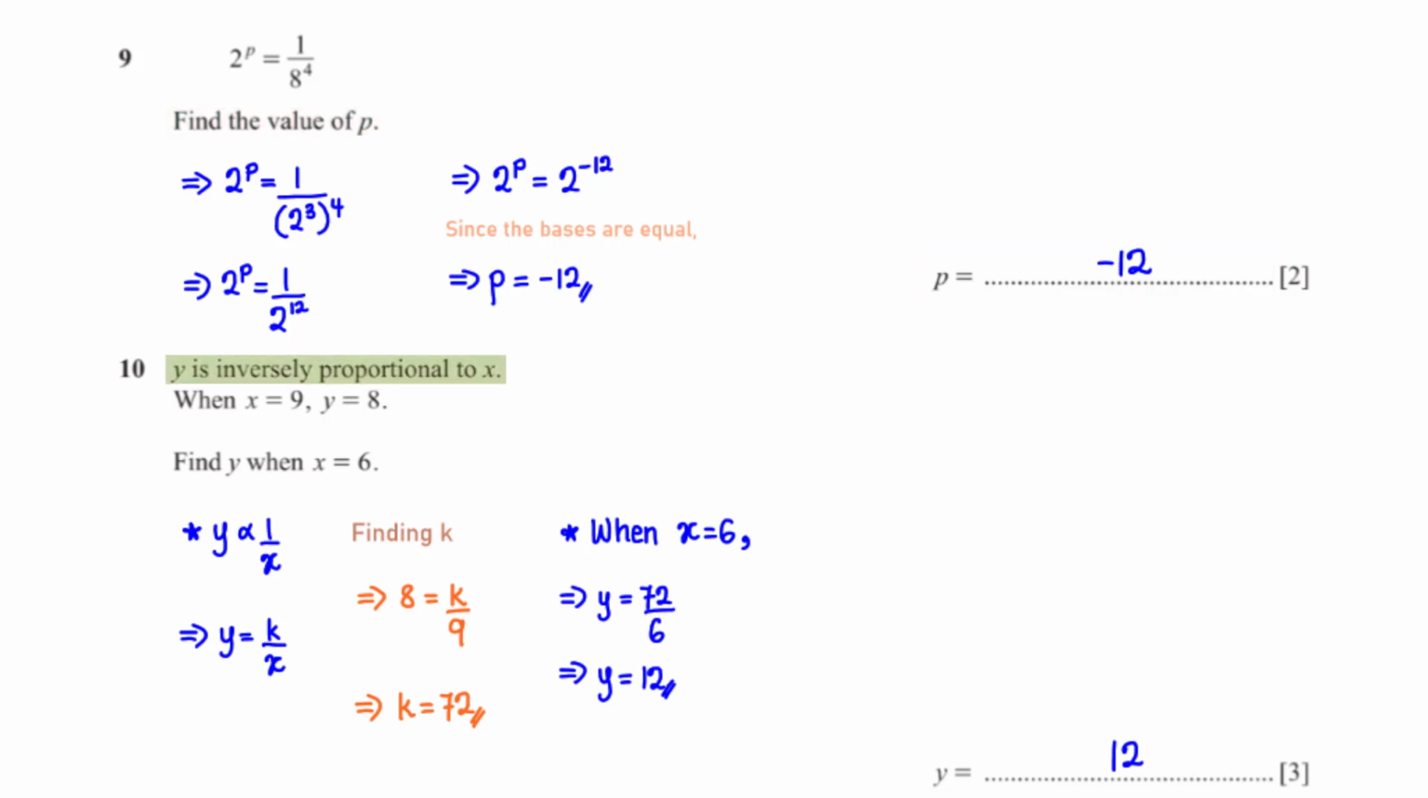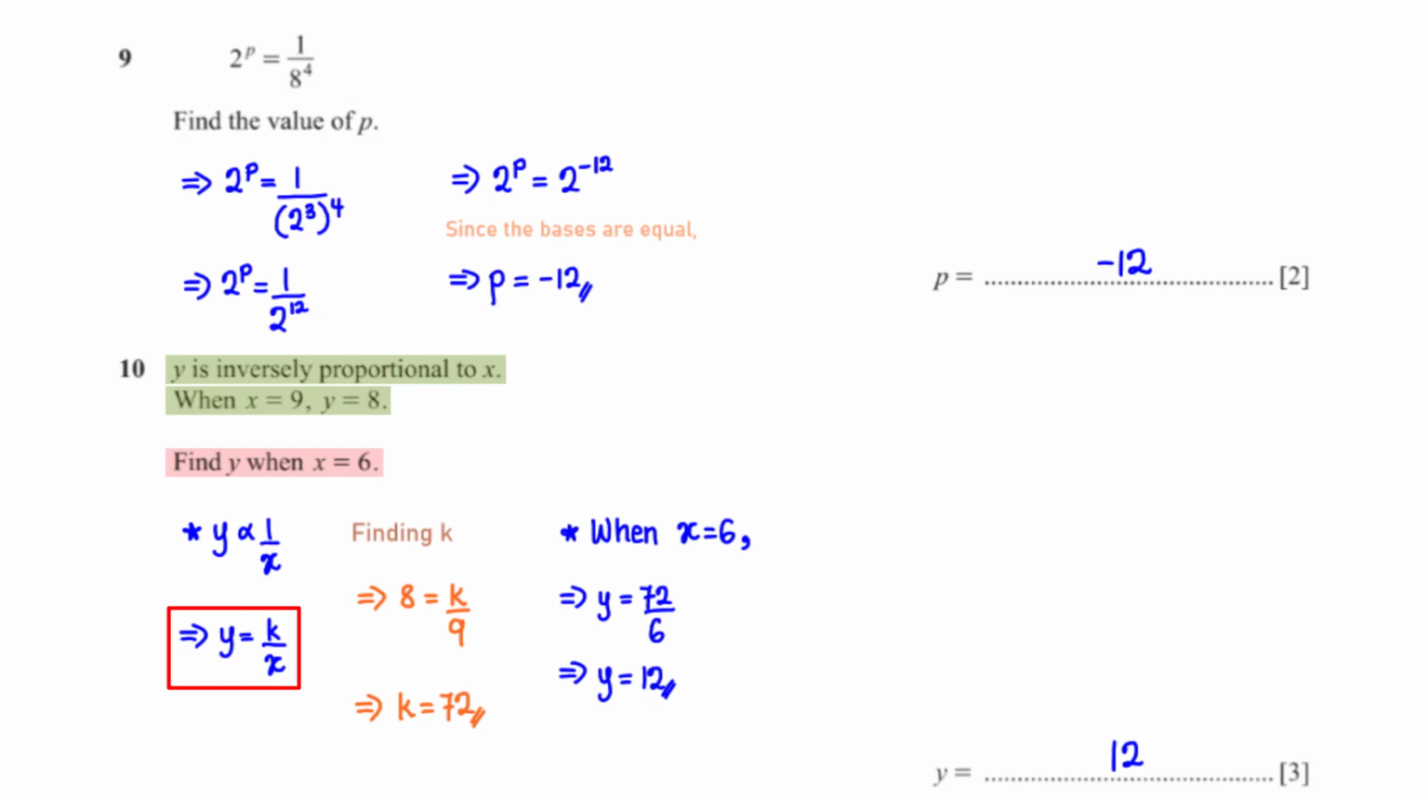Y is inversely proportional to x. When x is 9, y is 8. Find y when x is 6. In mathematical terms, we write y is inversely proportional to x. We can rewrite this as y is equal to a constant, which we are going to call k, times 1/x, which is k/x. From here, we need to find the value of k.